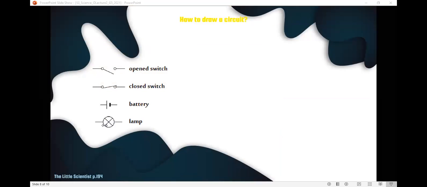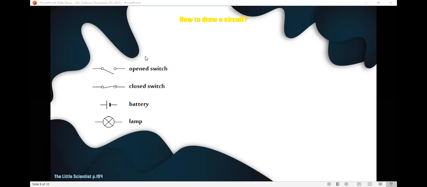Okay, how to draw a circuit? Any questions till now? Everything is clear. Great.